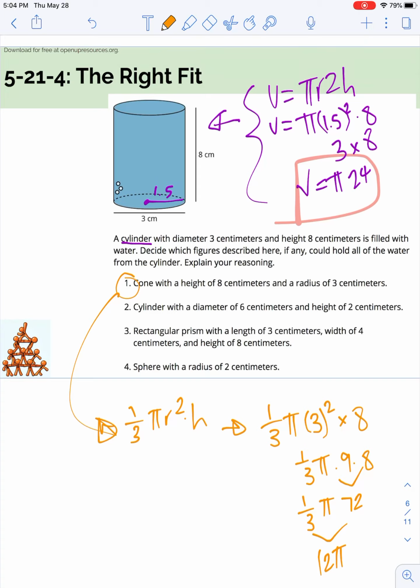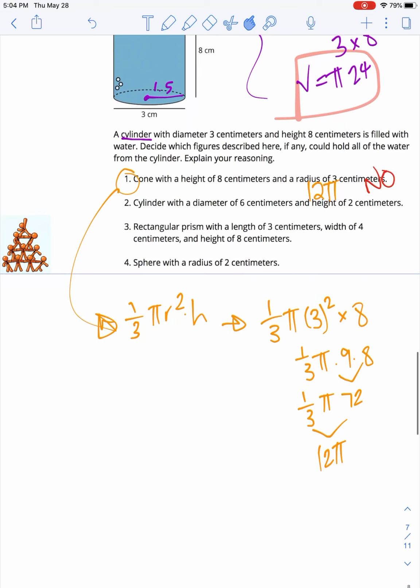Am I missing anything? No. So if this is 12 pi, that would be a no. So no, that would not work. That is not enough. So then you'd go and do your next one.